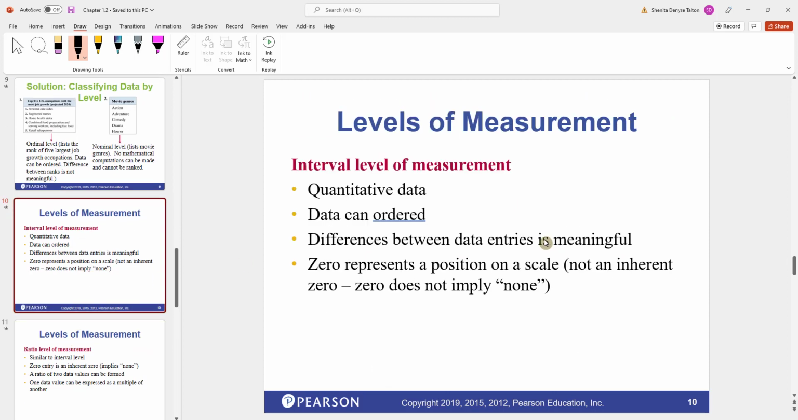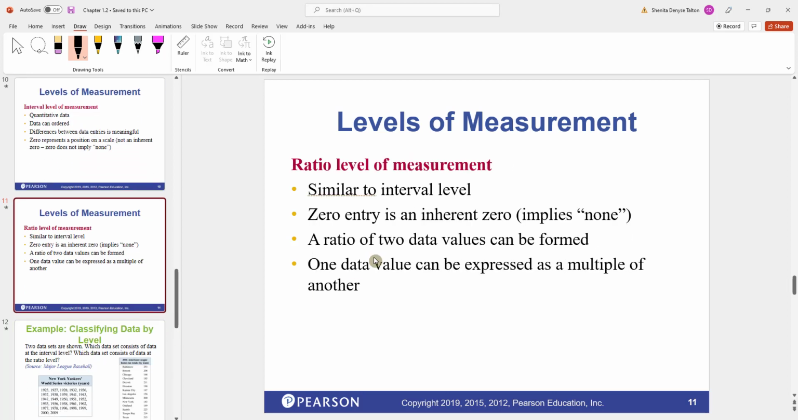Now let's look at interval. That deals with quantitative data. The data can be ordered. The differences between the data entries is meaningful. 0 represents a position on a scale. It's not an inherent 0. 0 does not imply none. Then we have ratio, and it's similar to interval. A 0 entry is an inherent 0. That implies none. A ratio of 2 data values can be formed. One data value can be expressed as a multiple of another.